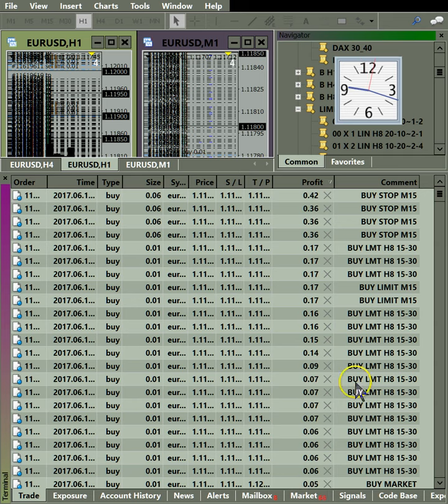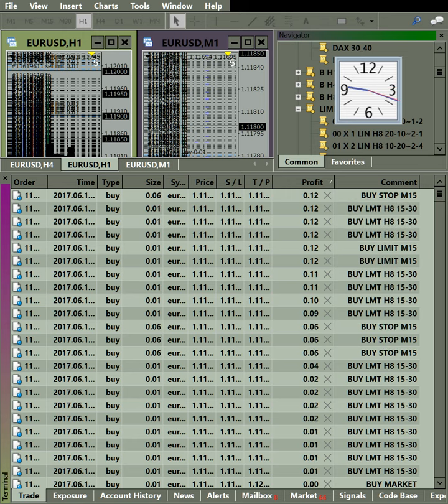My better performing tickets are the buy limits. I like to see the fills on the limits winning, because that means the market came to me. And I guess the market came to you on the buy stop. It went through you.